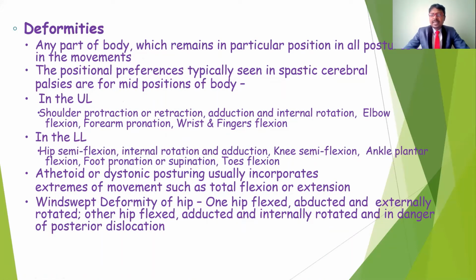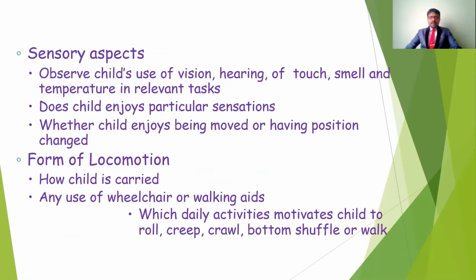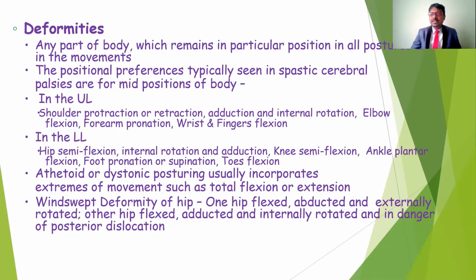What type of deformity do they have? Is there any case where a body part remains in a particular position in all postures, in movement and also at rest? That is called a deformity. Especially those with upper motor neuron lesions most commonly get spasticity. In those conditions, they get shoulder protraction or retraction, scapular protraction or retraction, internal rotation, adduction, elbow flexion, forearm pronation, and wrist and finger flexion.